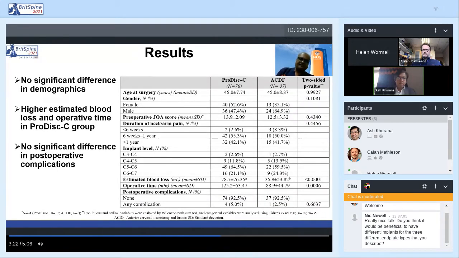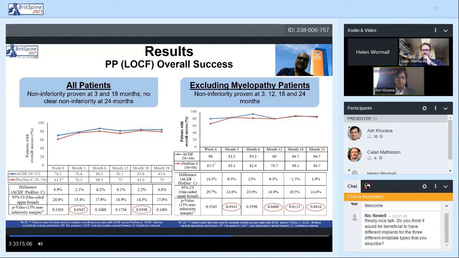There were no significant differences in the demographics. There was some higher amount of blood loss in the ProDisc group. There was no significant difference in the postoperative complications. As far as the overall success was concerned, there was no significant difference in the 2 groups.